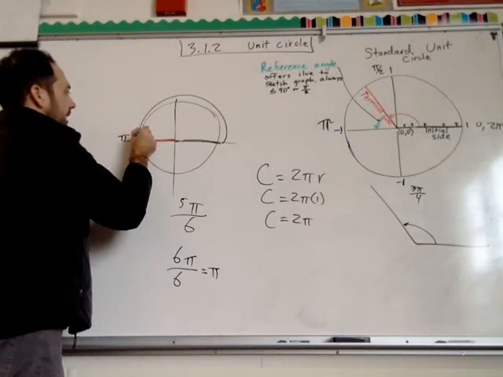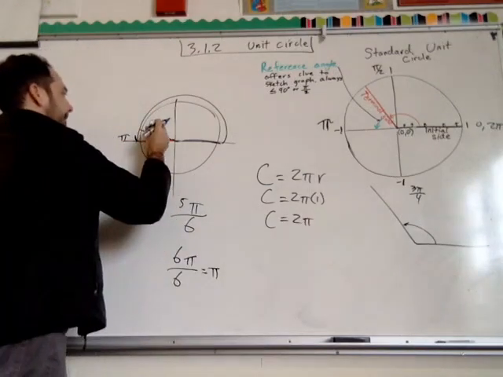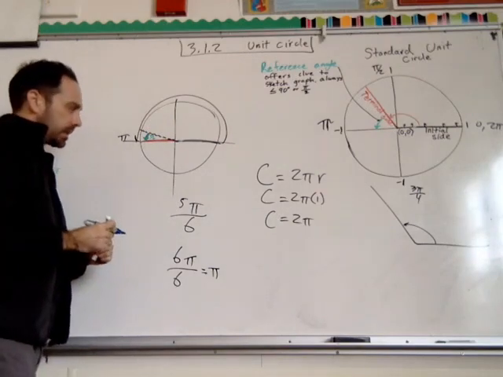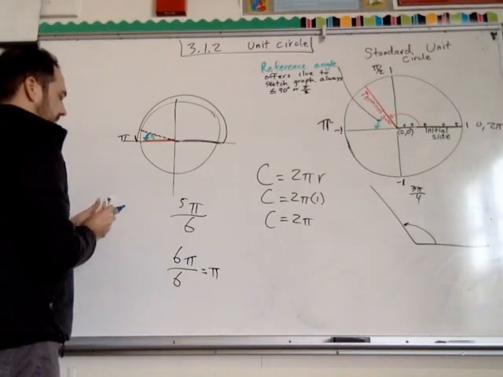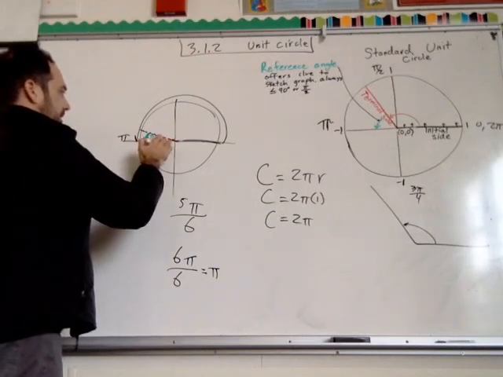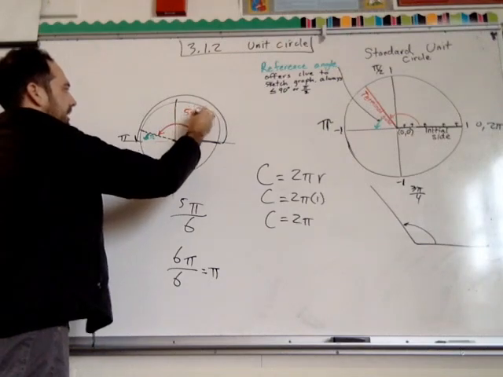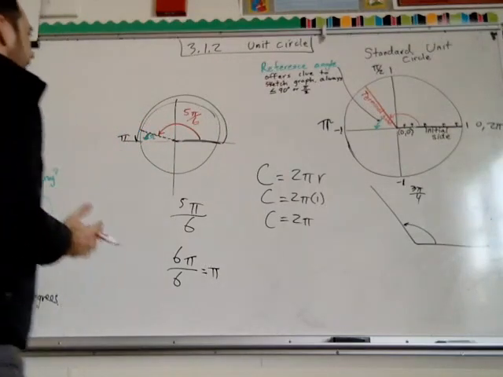So watch what I'm going to do. I'm going to make my terminal side here. We know that this angle here is pi over 6. Knowing that's true, this terminal side was just to help us see this. But what we see here is 5 pi over 6. So you're going to use the reference angle basically just to help you graph.